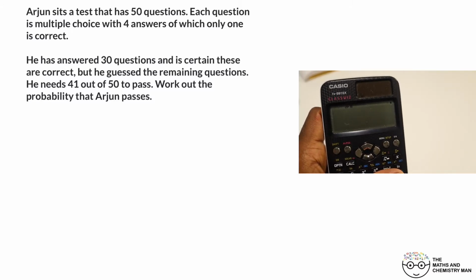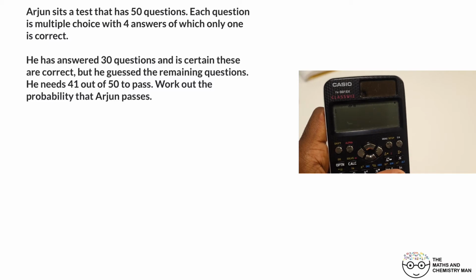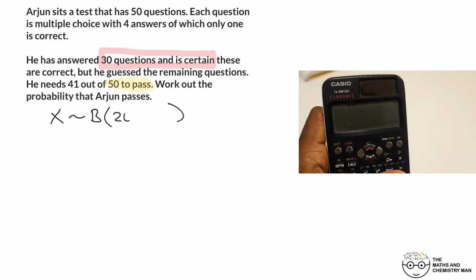Righto, let's get through the solution. Now, he's answered 30 questions and is absolutely sure that those are correct, so we don't need to worry about those 30 questions. The test is, however, out of 50. So what we need to worry about is those remaining 20 questions, because he's got to get some of those correct in order to pass. So here's what we're going to do. We're going to start by writing out a distribution. What we're focusing on is those 20 questions.